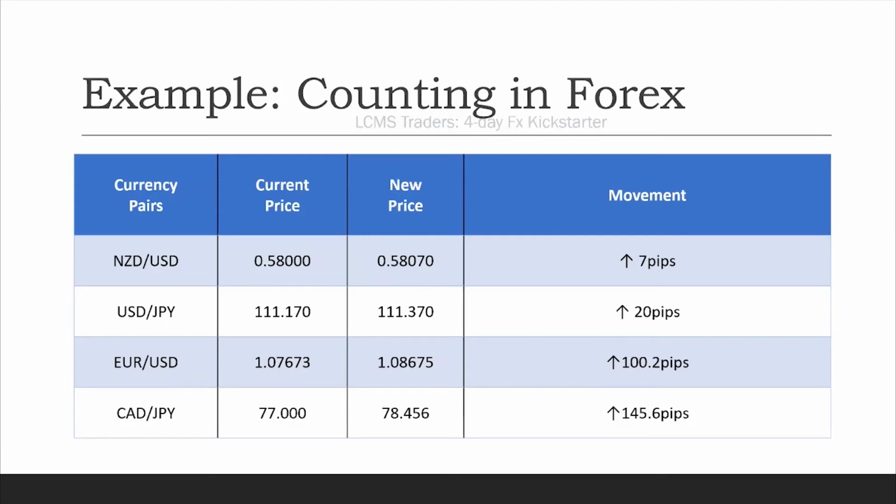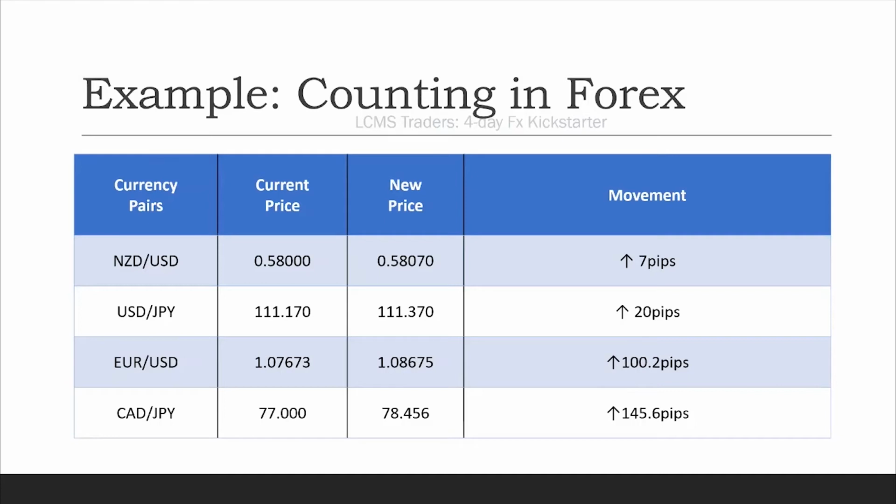US against the Japanese yen, at 111.17 to 111.37, it's gone up by 20 pips. 111.17 to 111.37 has gone up by 20 pips.